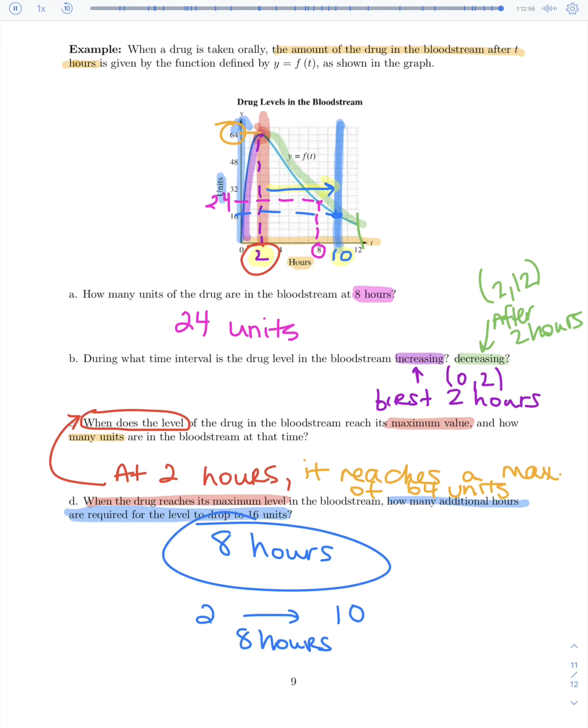So this last little part was just making sure that you understand how to read increasing and decreasing off of an actual real life situation graph and interpret what it means.